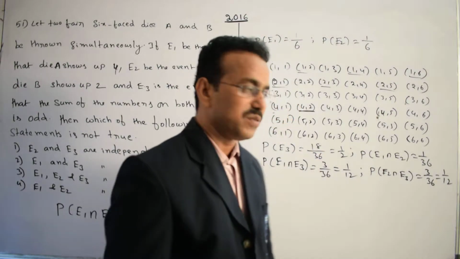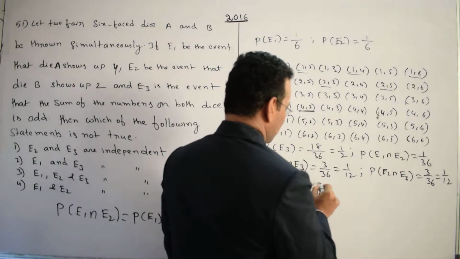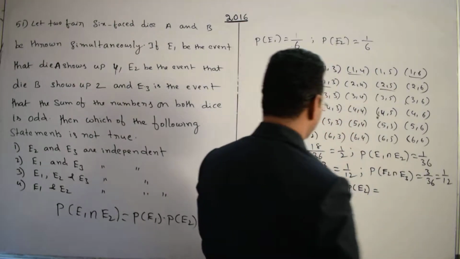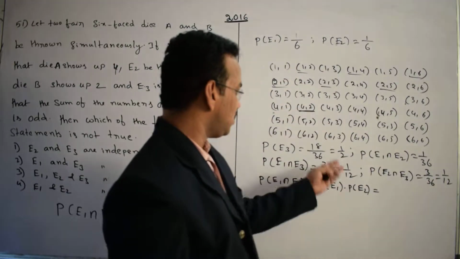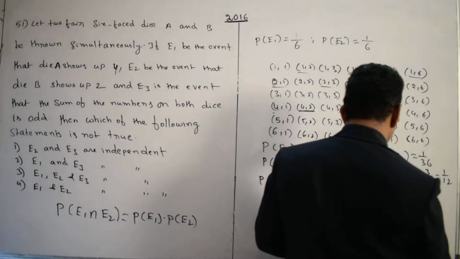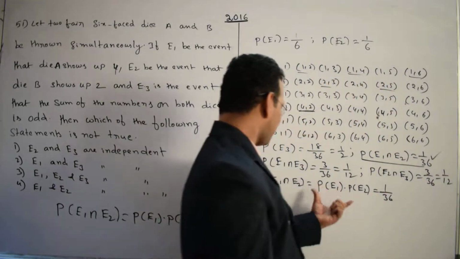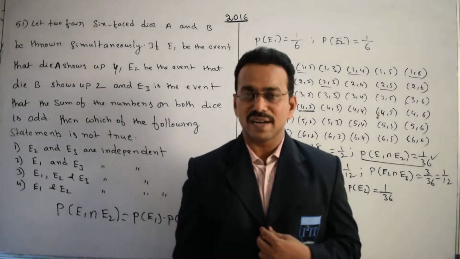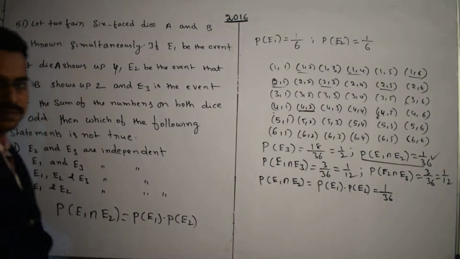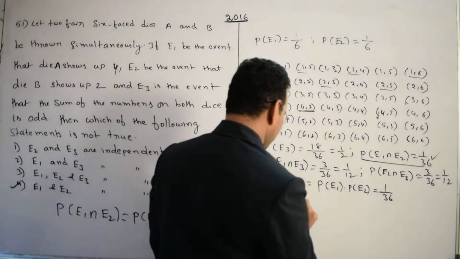Now we will cross check one by one. If you take probability of E1 intersection E2, it is equal to probability of E1 into probability of E2. E1 is 1 by 6, E2 is 1 by 6. 1 by 6 into 1 by 6 is 1 by 36. What is the probability of E1 intersection E2? 1 by 36. Exactly. So we can conclude the events E1 and E2 are independent. The fourth statement is true. It is a correct statement.